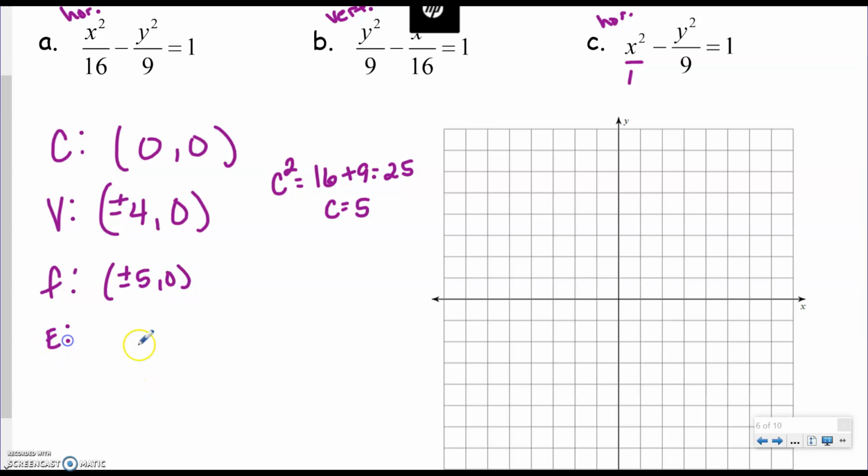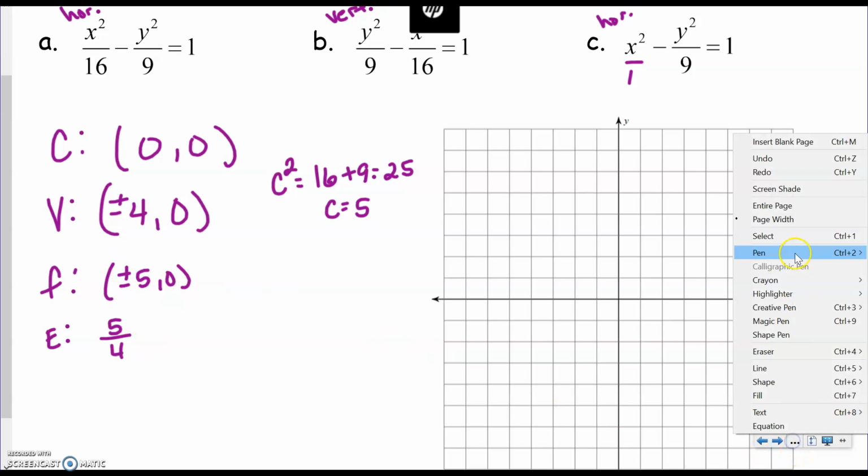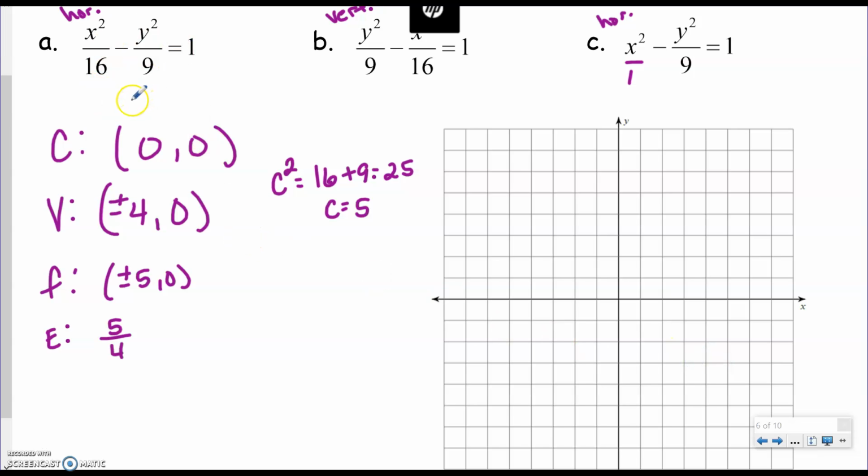My eccentricity is going to be c divided by a. And remember, in this case, a is always the first number. It is not going to change depending on where your x is versus your y, or which one's bigger. One other thing that's going to help us is to find our asymptotes. Let me spell that correctly.